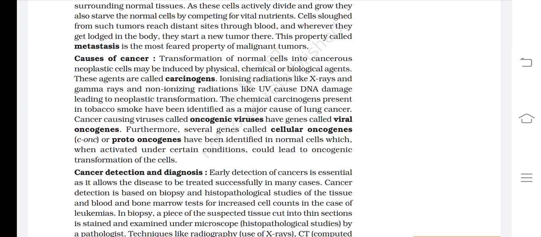Causes of cancer. Transformation of normal cells into cancerous neoplastic cells may be induced by physical, chemical, or biological agents. These agents are called carcinogens. Ionizing radiations like X rays and gamma rays and non-ionizing radiations like UV cause DNA damage, leading to neoplastic transformation. The chemical carcinogens present in tobacco smoke have been identified as a major cause of lung cancer. Cancer causing viruses called oncogenic viruses have genes called viral oncogenes. Furthermore, several genes called cellular oncogenes or proto-oncogenes have been identified in normal cells, which, when activated under certain conditions, could lead to oncogenic transformation of the cells.